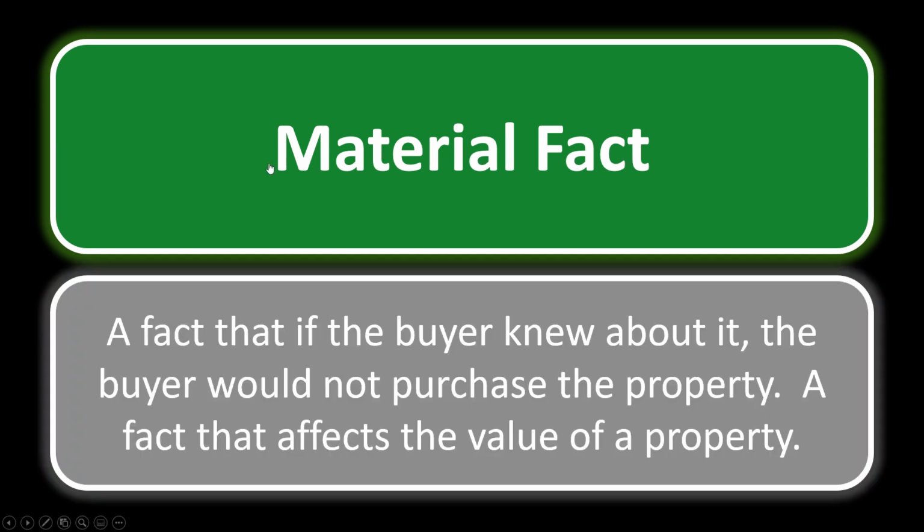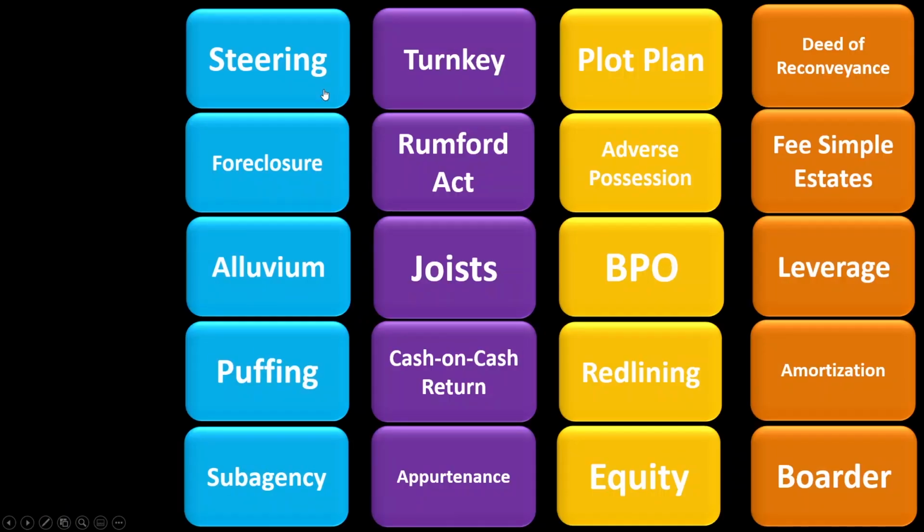Material fact. This is one you should automatically know. It's a fact that is of value, for instance, to the buyer or the seller. For instance, a fact that if the buyer knew about it, the buyer would not purchase the property. It affects the value of a property. And these material facts must be disclosed. So we're kind of going right through this.